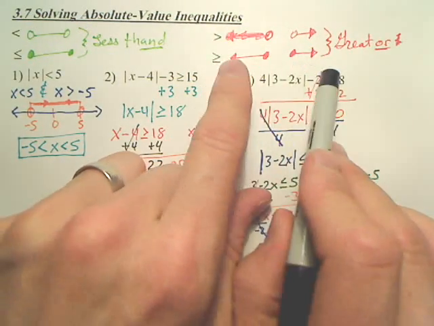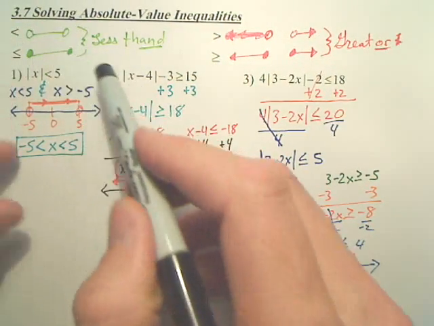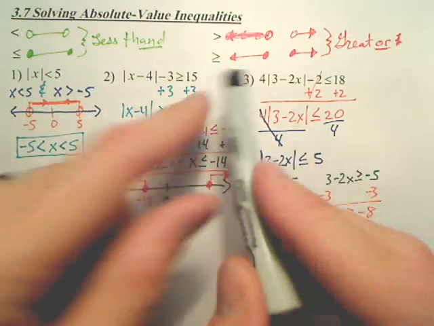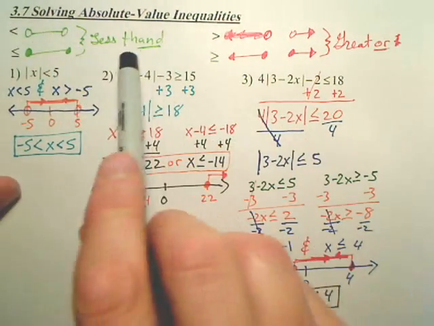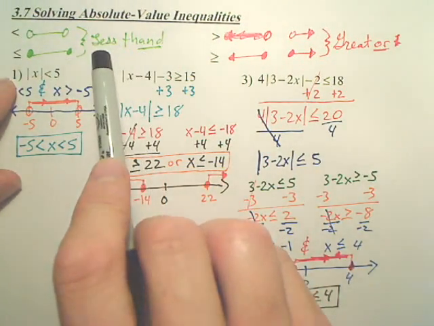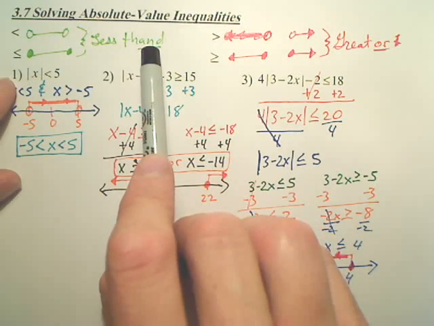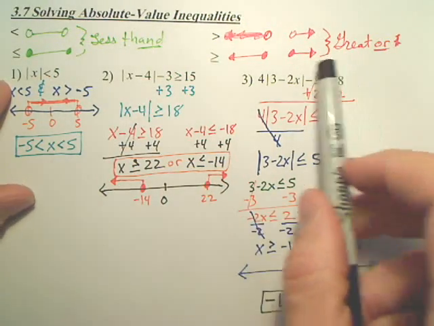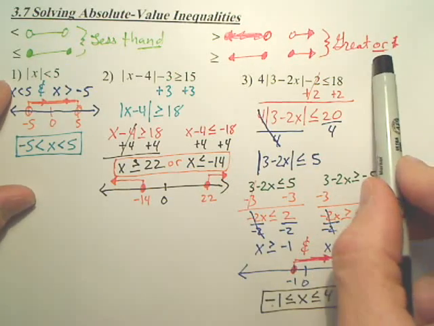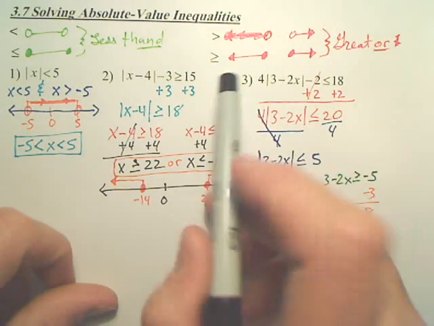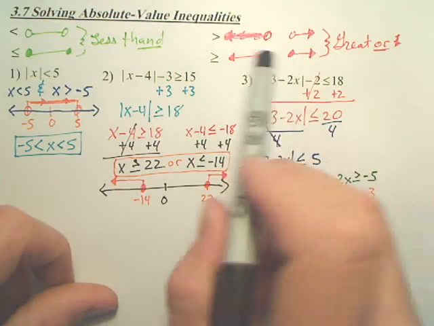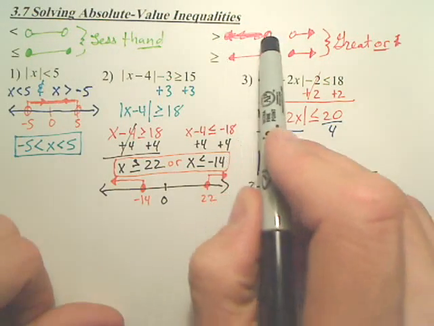Ors go out, ands go in. Less thans are always a less than, and they're always ands. Greaters are always ors. Ors go out. Remember, if there's a line underneath, it's a closed circle. If there's no line underneath, it's an open circle.